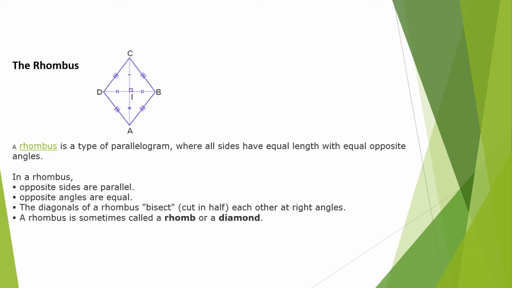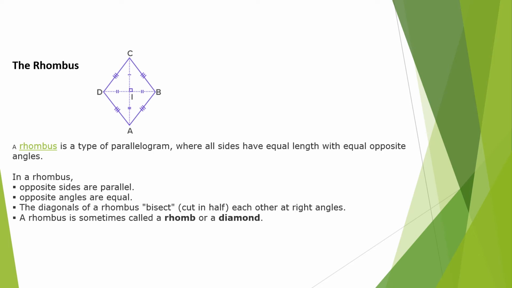The diagonals of a rhombus bisect each other at right angles. That means the diagonals cut into two equal halves at the point of intersection, and the angle formed at the point of intersection is 90 degree. In this figure, you can clearly observe the angle 90 degree. See here, angle formed here is 90 degree. By this we can say the diagonals of a rhombus bisect each other at right angles.